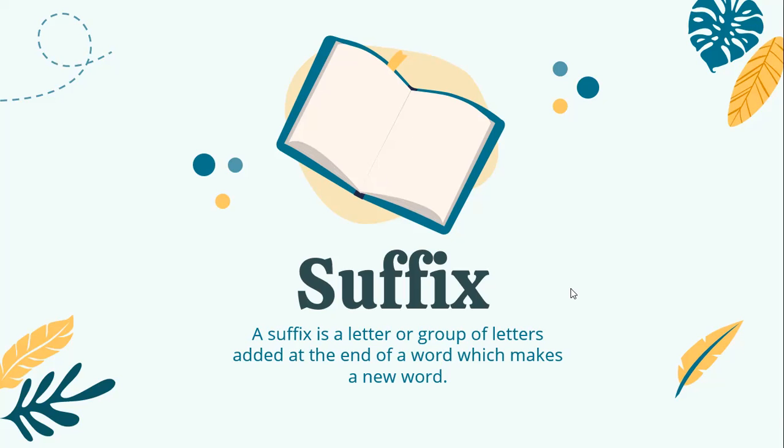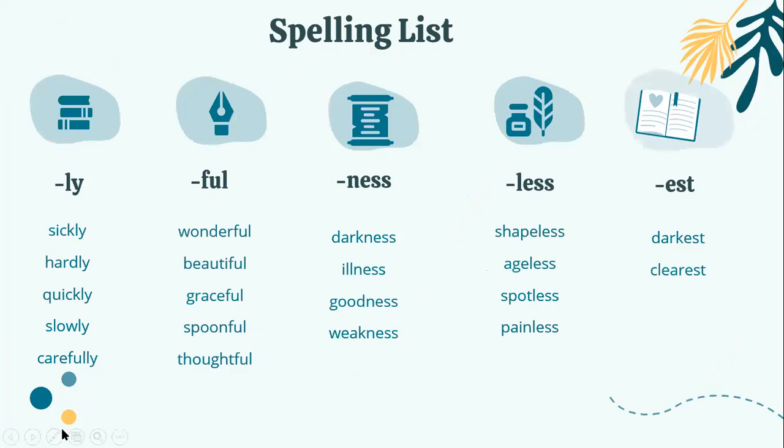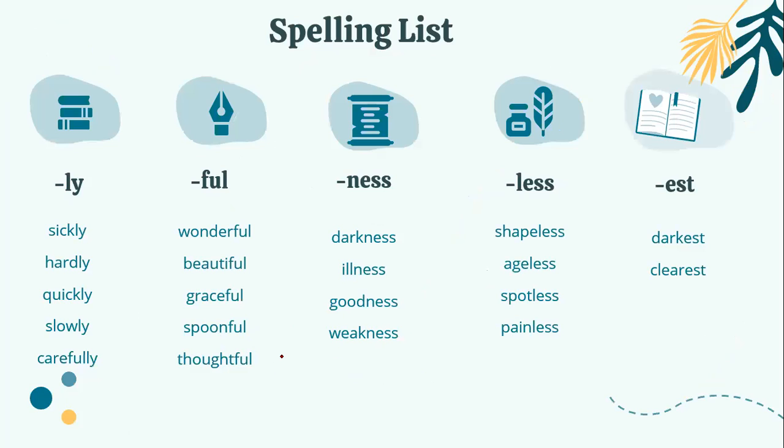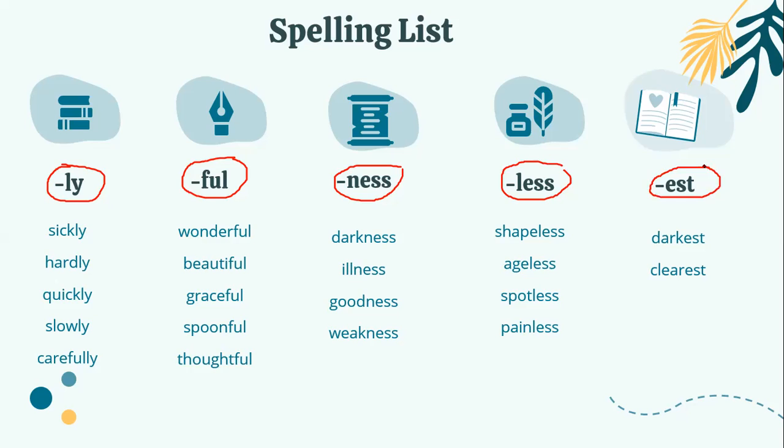Let's take some examples of these suffixes. In our lesson this time, we're going to cover 5 suffixes only. We're not going to cover all of the suffixes in English because they are a lot. So we're going to cover the suffixes ly, ful, ness, less, and est. Please, all of you, focus with me. Concentrate to see how we change the word when we add the suffix to it.